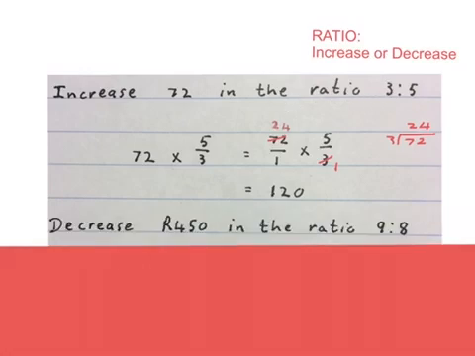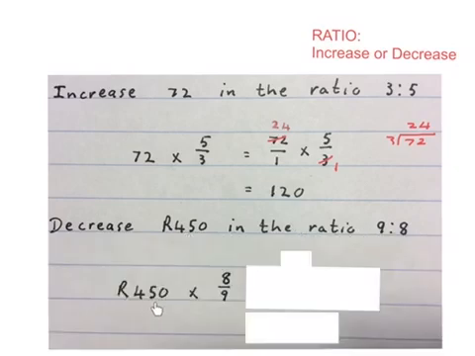The next question says, decrease 450 Rand in the ratio 9 to 8. So you write 450 Rand times 8 over 9. You are decreasing, so you put a small number at the top.